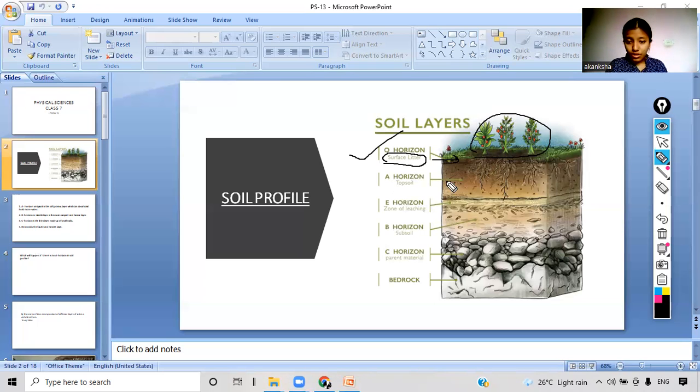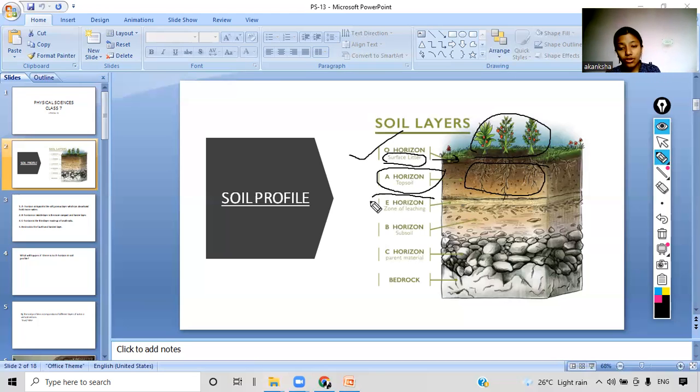Now coming to the second layer, that is the A horizon, right? The other name for the A horizon, as in this picture, is the topsoil. This is also a very important layer. As you can see, the plants' roots are in the topsoil. Roots are a very important part of the plant as they provide nutrition. So the topsoil is very important. Now you know why the topsoil is important. Topsoil comes under which horizon? It is the A horizon. Yes, very good.